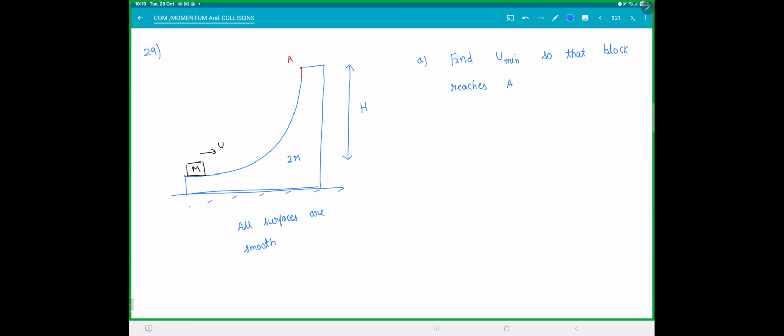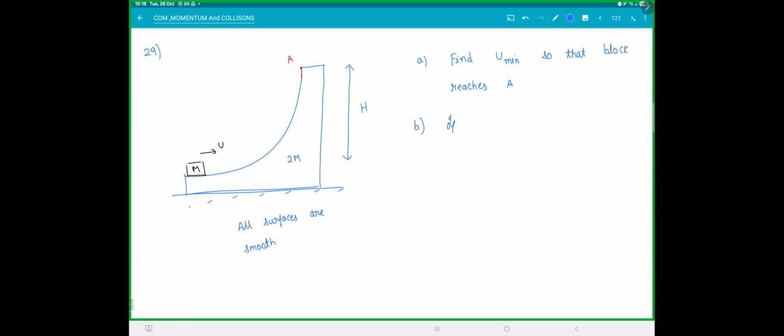Just to give a little context, try to understand when the block is coming here, what will happen? Because of the normal reaction, even the wedge will start moving. The wedge will not remain at rest because the ground is also smooth, the wedge also will start moving. So this is not like your previous problem where the wedge was fixed.